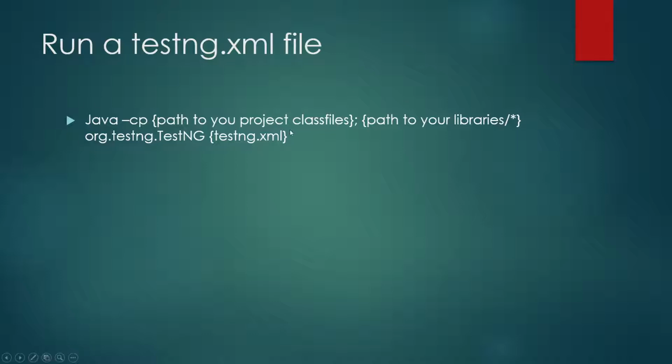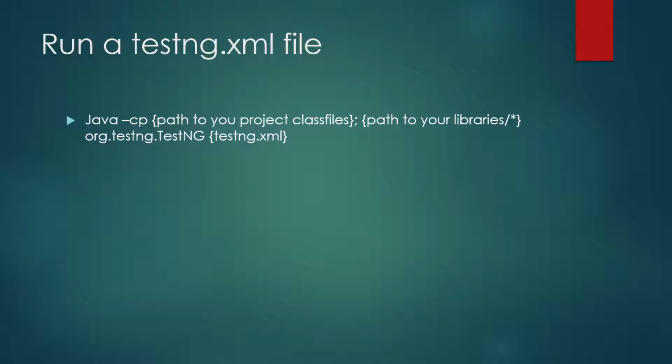In the command prompt, this is all you have to do. You have to go to the project and open the command prompt in the project folder, and then execute this command. So java, and then you have to set the classpath. The classpath has two entries, the first and the second separated by a semicolon. The first is the project classpath, that is the bin folder of your project. And then this is where your libraries are. You'll need two libraries: one is JCommander, and another is the TestNG library jar.